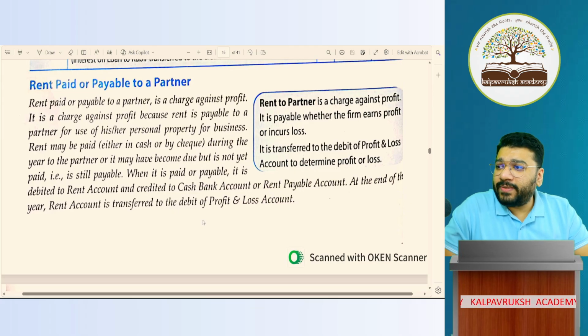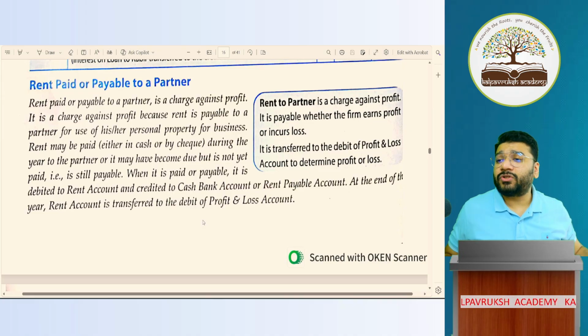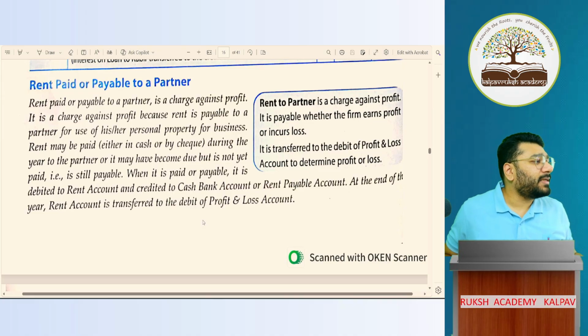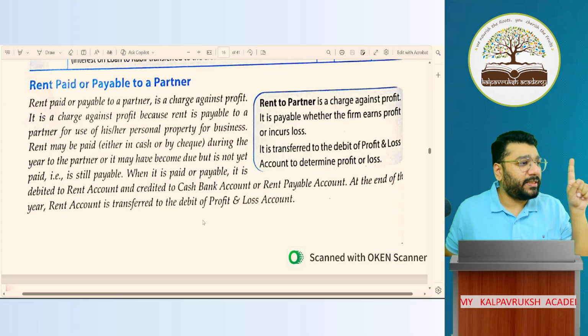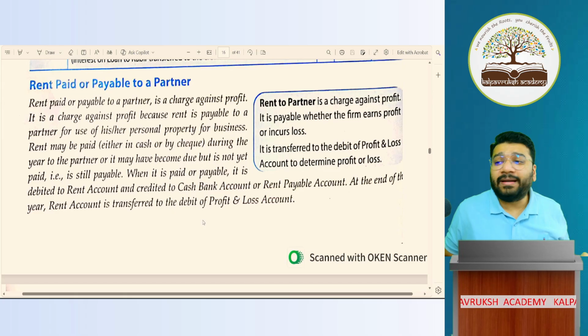Thank you so much. So, guys, we're doing this chapter called Fundamentals of Partnership. In the last class, we discussed two concepts. One is the concept of rent payable to partners. We saw journal entries based on that. Second was interest on loan to partner. How do we pass the entries for that?